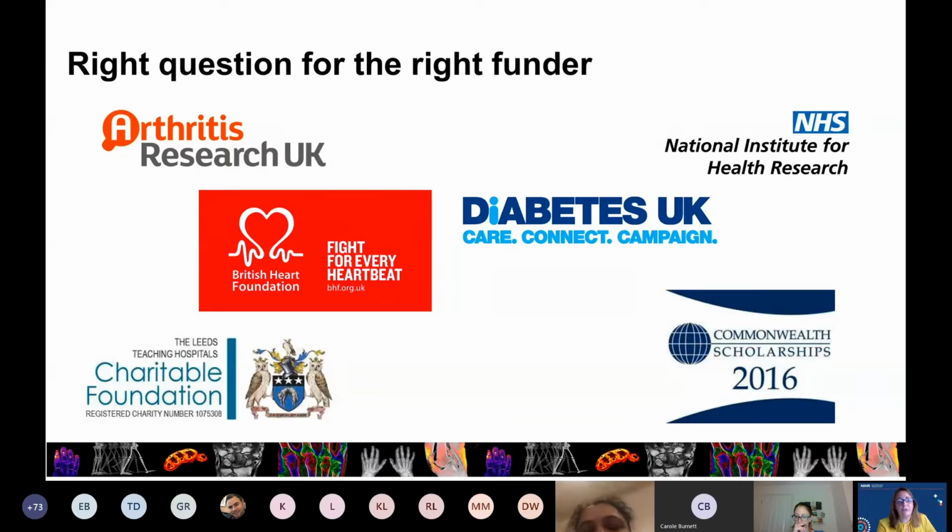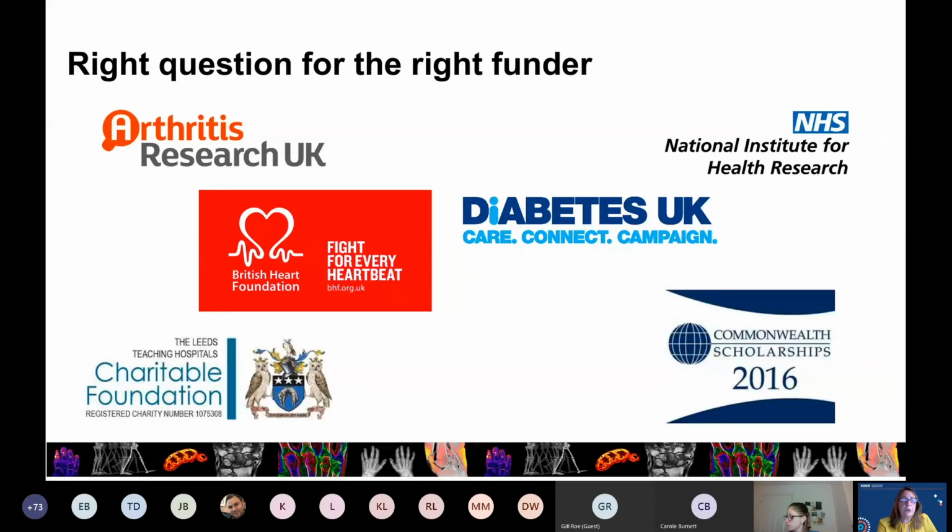Diabetes UK are going to focus on diabetes research. That's obvious, but have a think about what it is that they're focusing on. What are the drivers for Diabetes UK? You absolutely need to understand what their strategy is and what are the things that they're going to focus on.